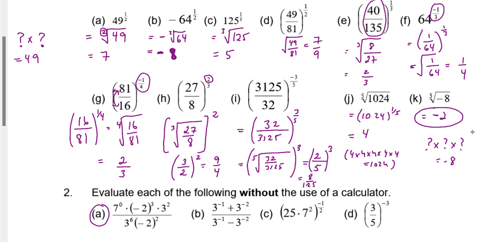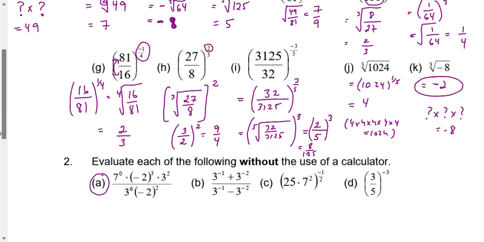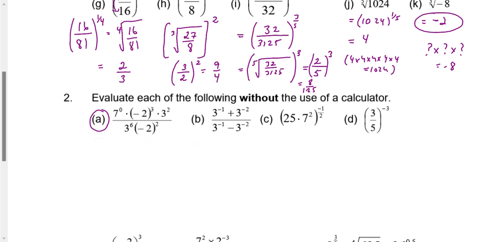All right, I'm going to start you out with number 2. I'll just do the first example, just to kind of show you what kind of techniques you can use for these below questions. It says evaluate each of the following without the use of a calculator. So try your best without using a calculator. So right off the bat, I see 7 to the exponent of 0. That will give me 1, so I can start with that. And then notice that you've got 3 terms that are multiplied at the top, and you've got 2 terms that are multiplied at the bottom.